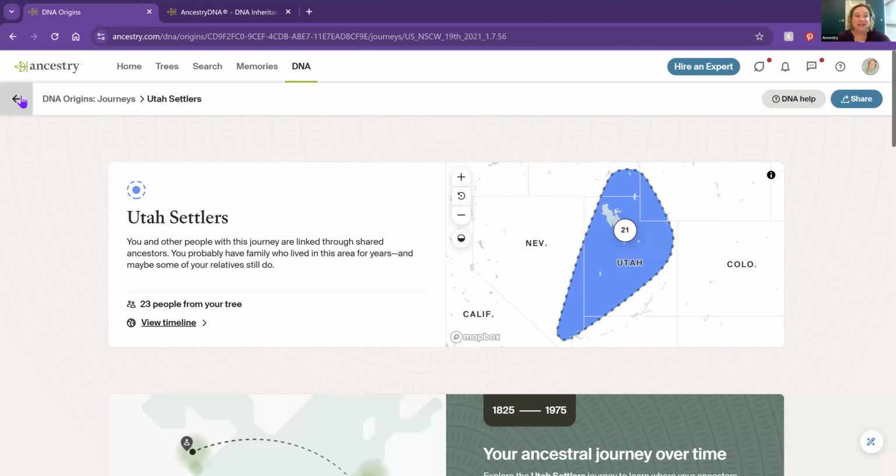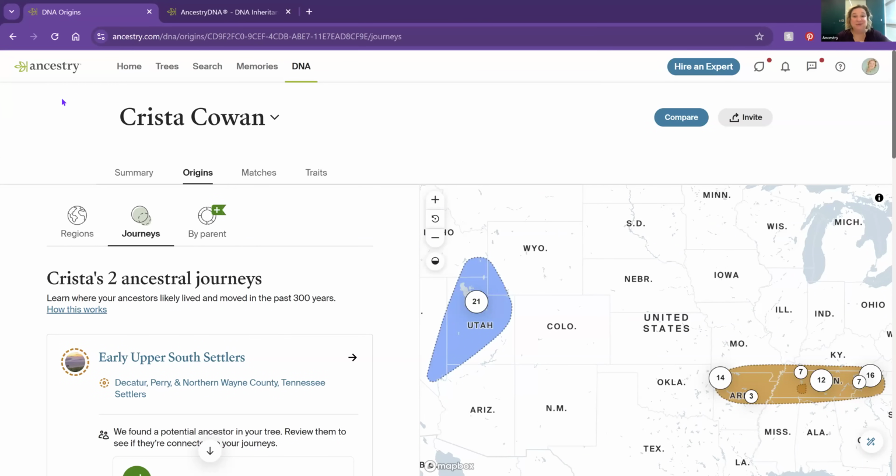Now, here's what you don't see in my journeys. Nothing from my dad's dad. I do not have either enough matches, or I did not get enough of his DNA, in order to connect me to a community from his side of the family tree. Remember, both of my mom's parents are from this place, and my dad's mom's family is from here. But my dad's family is not represented in my journeys. Again, that could be because not enough people have DNA tested to connect me, or because I did not inherit enough DNA from his side of the family tree.